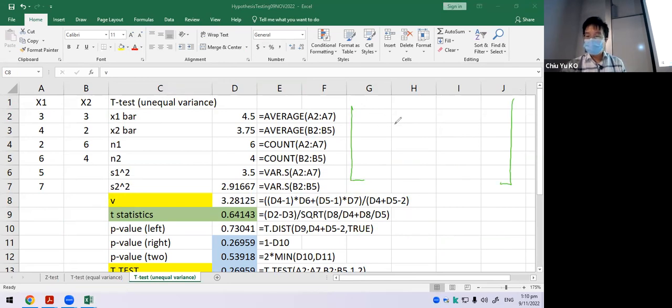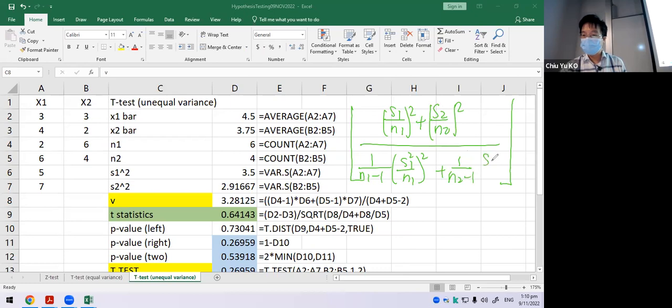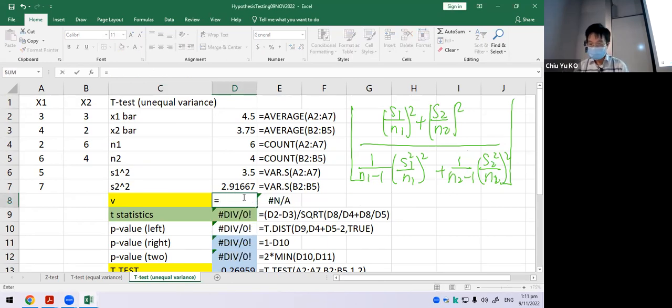The degree of freedom is a very complicated formula. This formula is like S1 squared over N1 plus S2 squared over N2, all squared, over S1 squared over N1, squared, over N1 minus 1, plus S2 squared over N2, squared, over N2 minus 1. So it's a rather crazy expression, which is why we need to do the calculation. The numerator is just S1 over N1 plus S2 over N2, squared. So this is the numerator part. And you need to also enter the denominator.